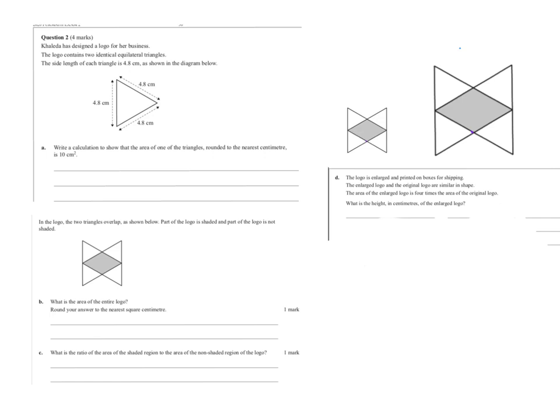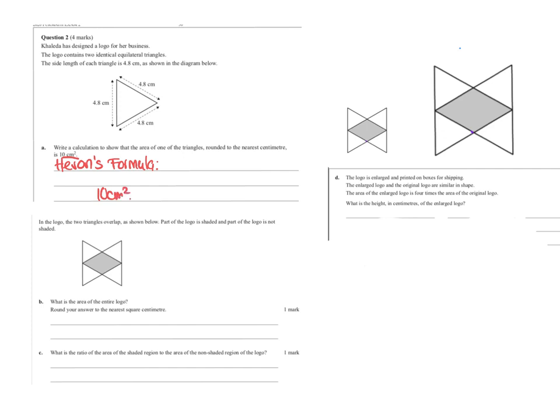Okay, so this one was taken from last year's exam. Kalita has designed a logo for her business. The logo contains 2 equilateral triangles. The side length of the triangle is 4.8. Write a calculation to show that the area of one of these triangles, to the nearest centimetre, is 10 centimetres squared. I would say with this one, we can just use Heron's formula, and we haven't done that yet. I'm sure you've done it last year, but you'd show Heron's formula. We'll do that later, but you just show that it's 10 centimetres squared.